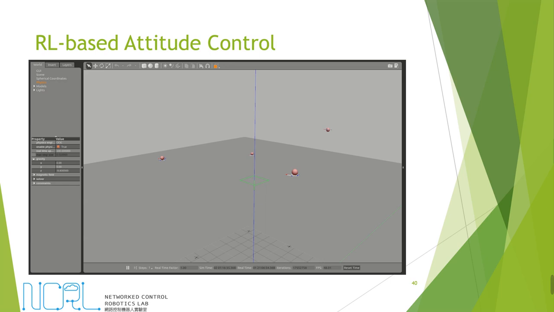So why? Because flight controllers have their limitations. If you fly upside down, it doesn't work. So that means using the RL approach, you can take off and fly from a more aggressive angle, an aggressive attitude. A flight controller only flies around the hovering angle, almost horizontal. If you fly too aggressively, it doesn't work. But for this one, there is no limitation, because as long as you give more training data into the training process, it will work.